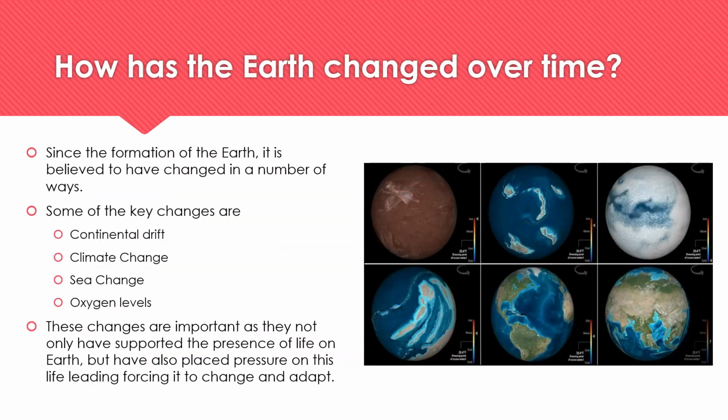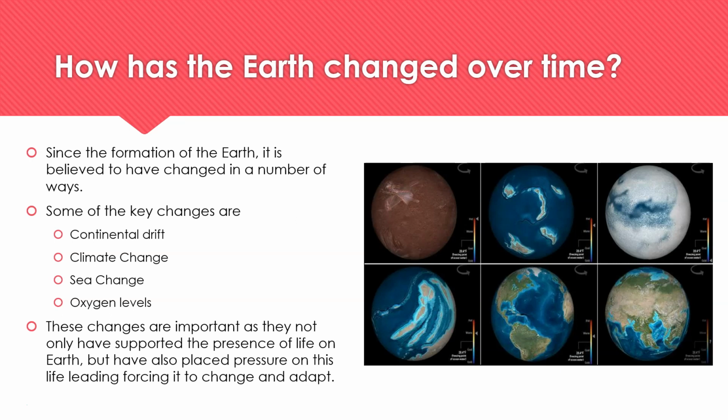So from when the Earth was first formed, how has it changed? Scientists currently look at a few key things in how they think the Earth has changed since its formation, specifically looking at continental drift, climate change, sea change, and oxygen levels. They're all important, not just because scientists look at them as the conditions required to support the presence of life, but they also think it's important in how, by putting pressure on that life, it's forced it to change and adapt and led to the changing of species.